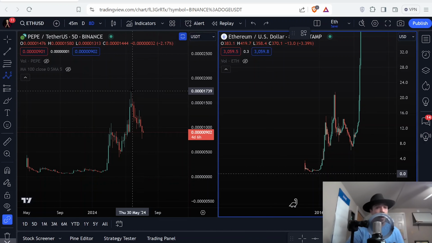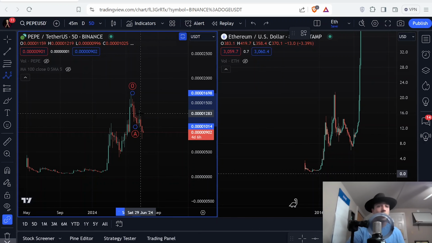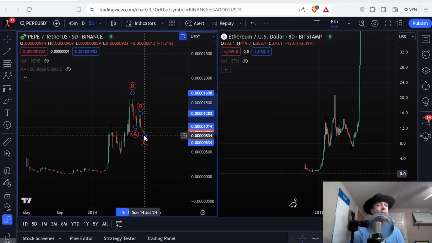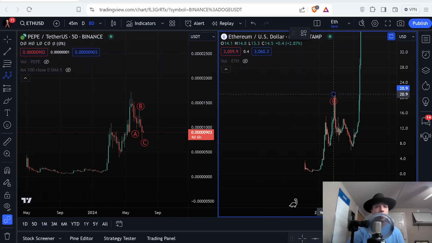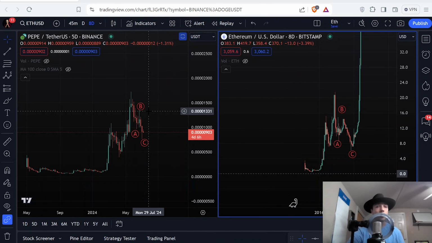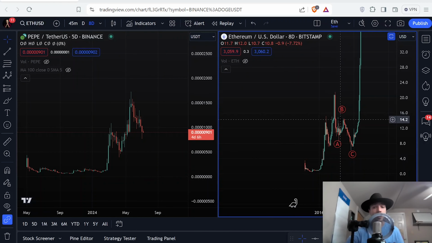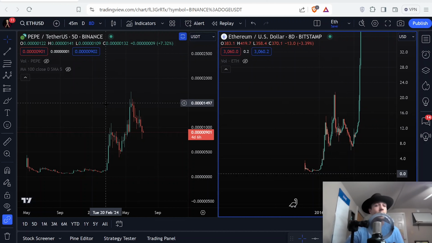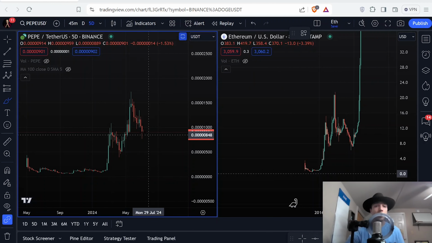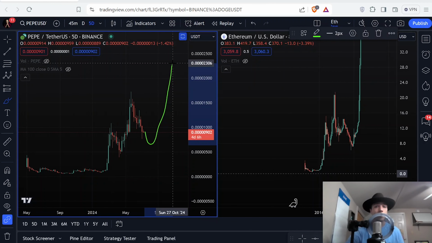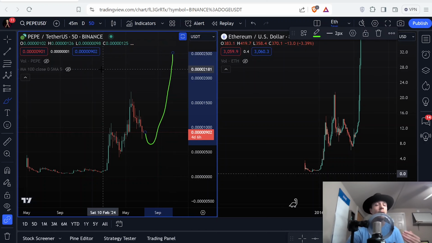And the reason I think that is because of the ABC correction. We have an ABC correction down here on Pepe, and we had that same ABC correction over here on Ethereum. The same ABC correction down. Now, even if Pepe was to drop just a little bit lower here, who cares? The name of the game is to be buying the dip in the big picture here. And when I say big picture, I mean the 8-day candlesticks, because I think we're going to see a big reversal. I think we're going to see a big pump here on Pepe.